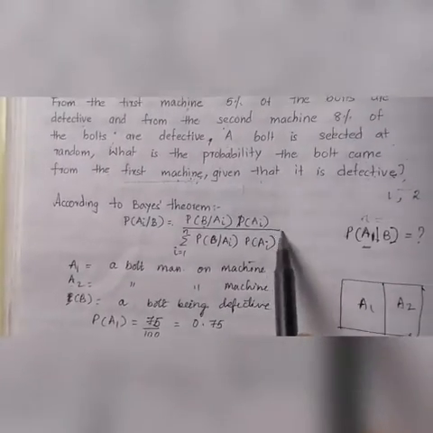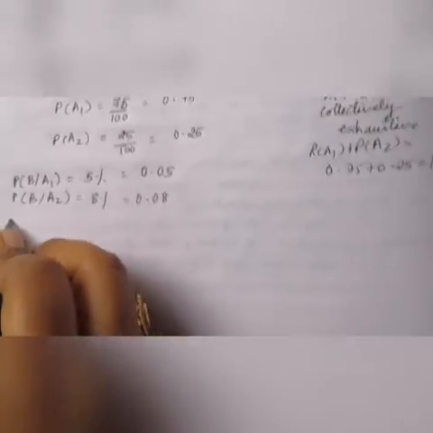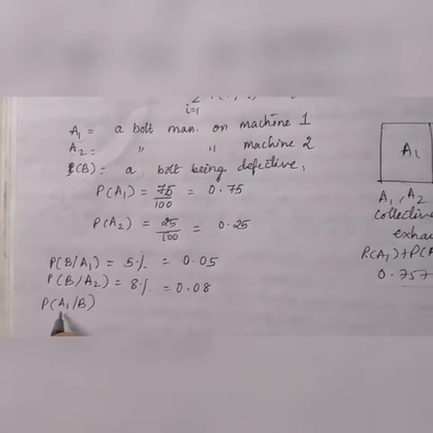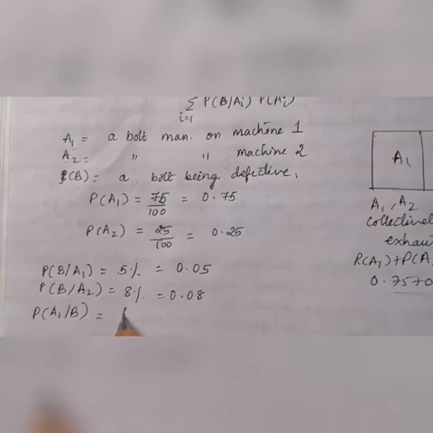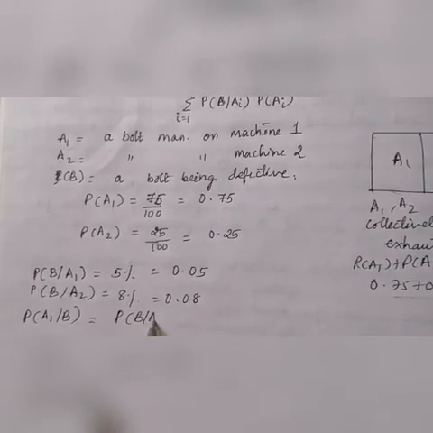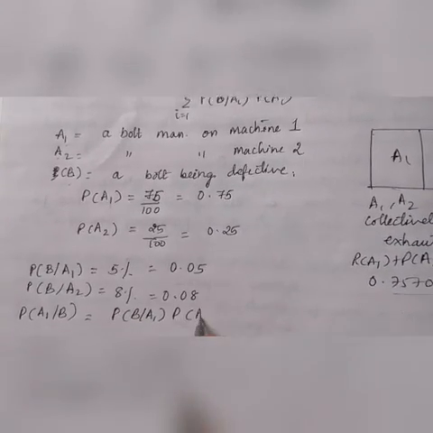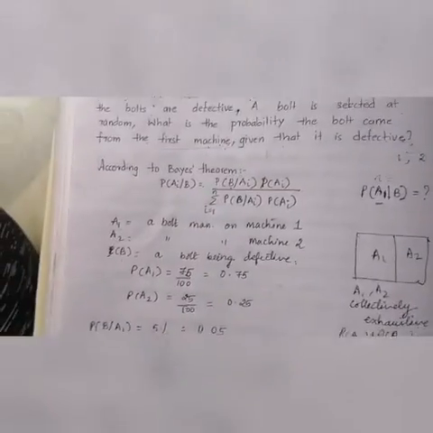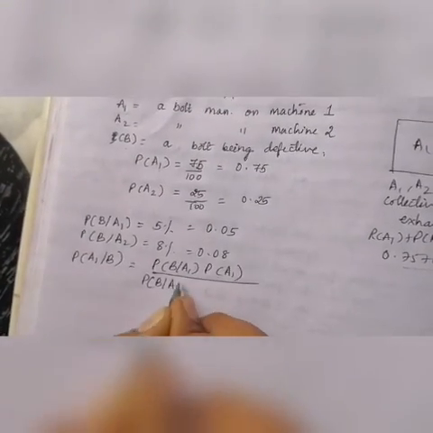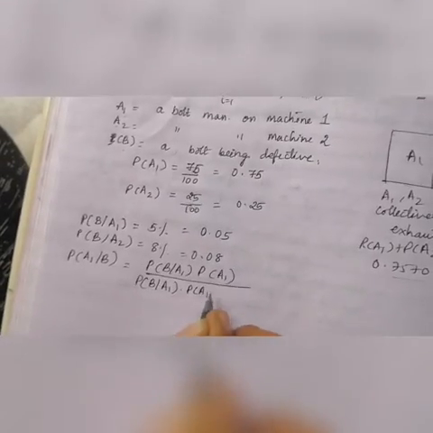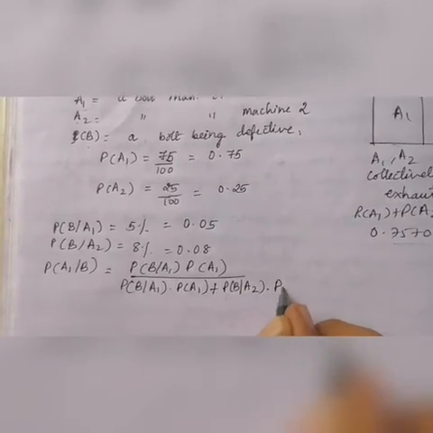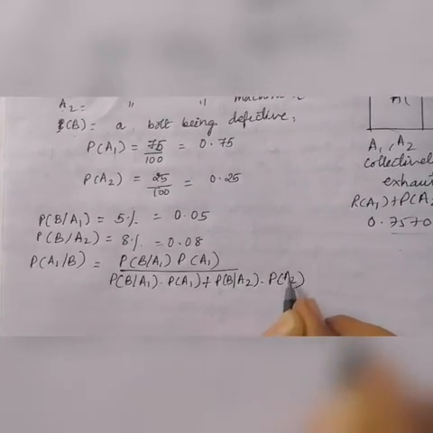Now let us just expand this formula. We get P of A1 given B, which is what we are supposed to find, equals P of B given A1 into P of A1, divided by the sum over i equals 1 of P of B given A1 into P of A1, plus P of B given A2 into P of A2.